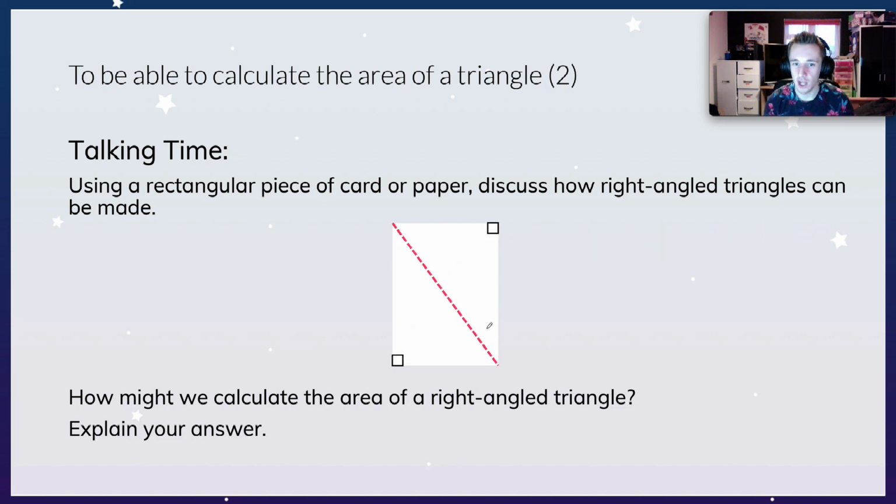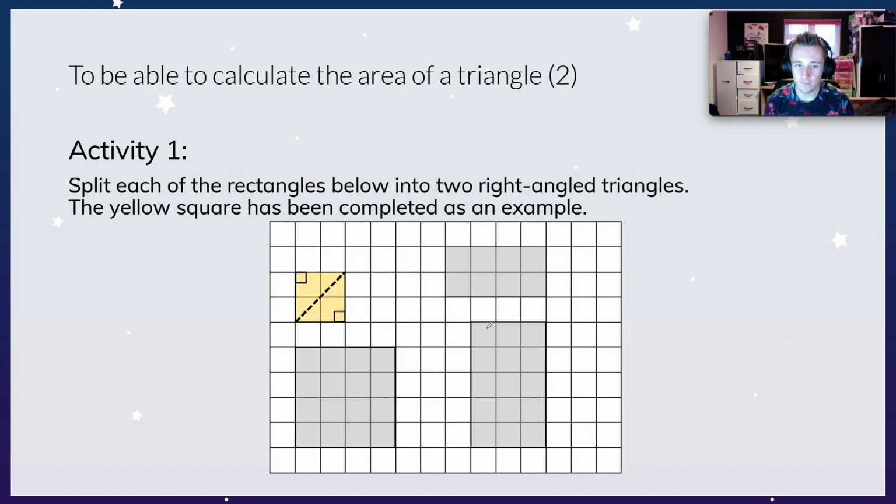So, here we go, 2 right angles. This is what it would look like on here. Not going to do this as an activity, you can see how they would split. So any rectangle has 2 right angle triangles next to each other in it. So half of any rectangle is a right angle triangle, and it's the half bit you need to remember.